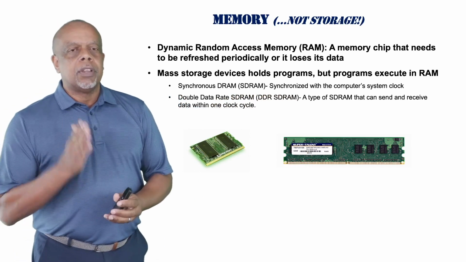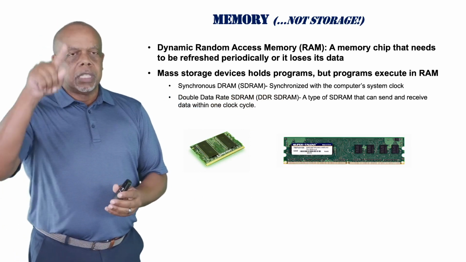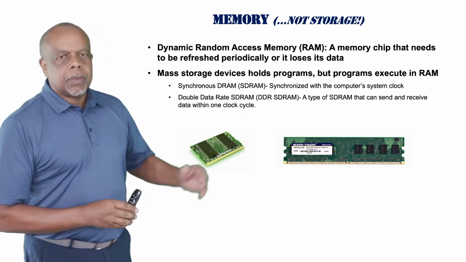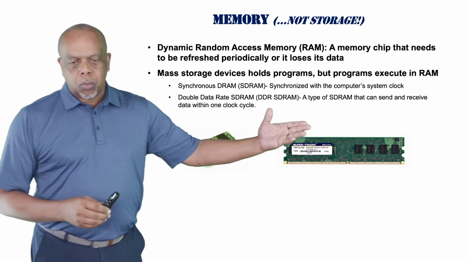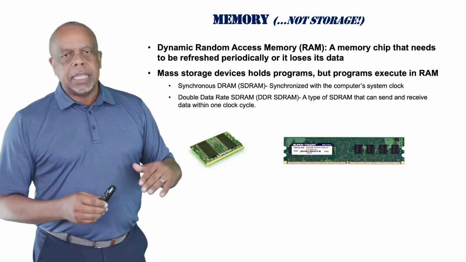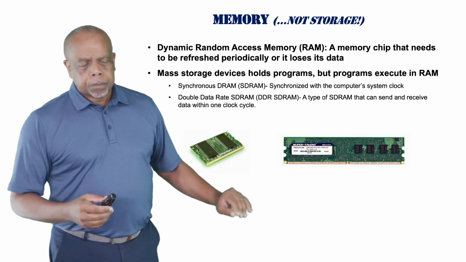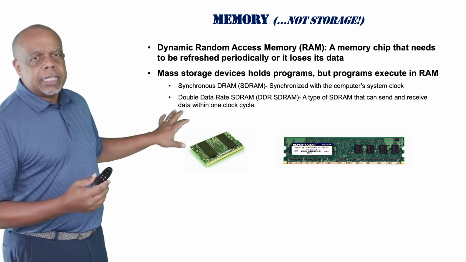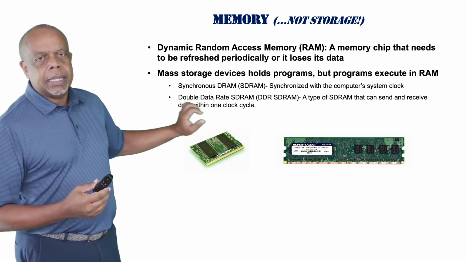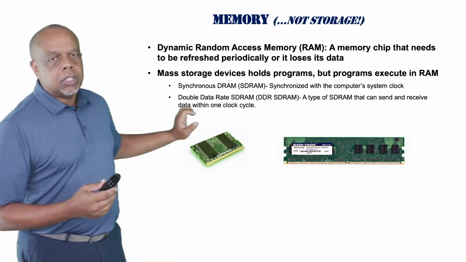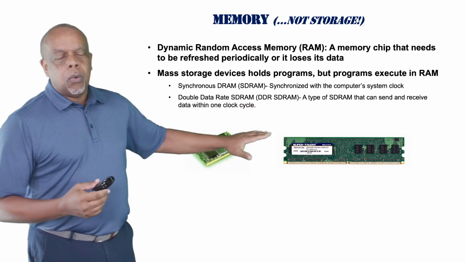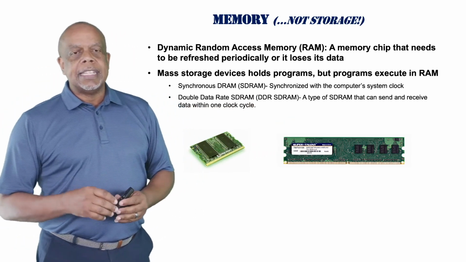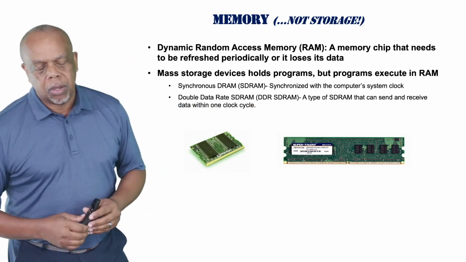So basically, on every clock cycle, think of that as a cycle, things are being either read into or written into your RAM. Okay. Now later on, they said, hey, we can speed this process up. So they did double data rate, DDR. That's what that stands for. Double data rate SDRAM. Now, what that is able to do is send and receive data on a clock cycle.